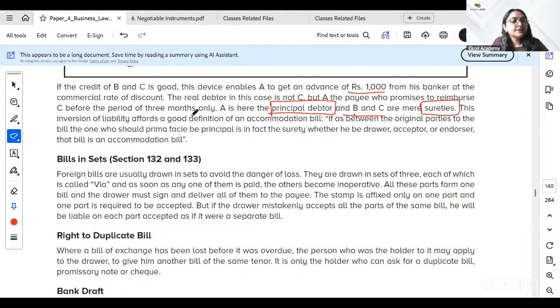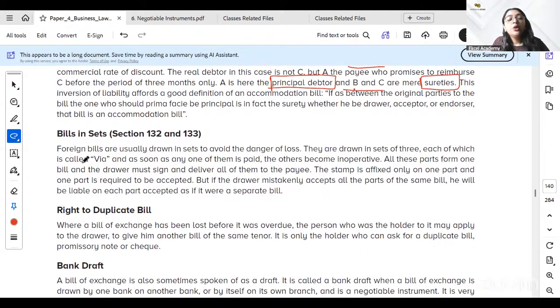Next is your bill in sets. We just saw when we were understanding inland bill and foreign bill that foreign bills are drawn in sets of three. They are usually drawn in sets to avoid the danger of loss. They are drawn in sets of three, each of which is called a via. As soon as one of them is paid, the others become inoperative. All these form one bill and the drawer must sign and deliver all of them to the payee.